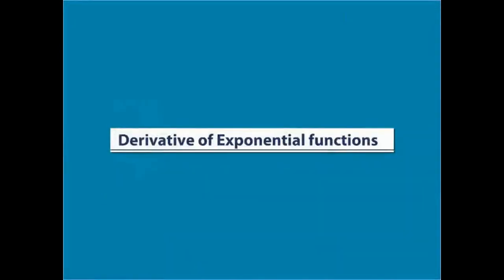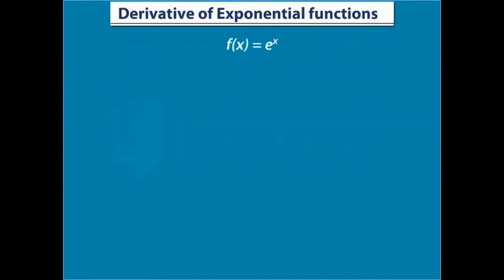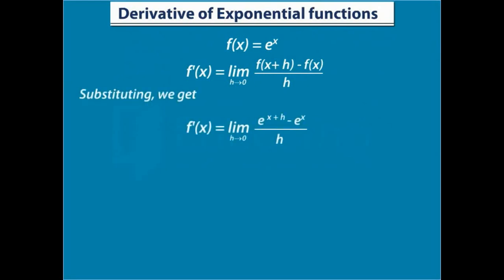Let us now find the derivative of the exponential function e raised to the power x. Let f of x be e raised to power x. We know that the derivative of a given function is defined as limit h tends to 0, f of x plus h minus f of x whole divided by h. Substituting f of x plus h as e raised to power x plus h and f of x as e raised to power x, we get f dash of x equals limit h tends to 0, e raised to power x plus h minus e raised to power x whole divided by h.